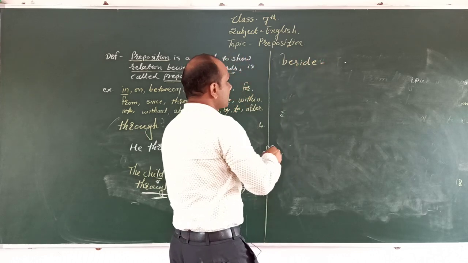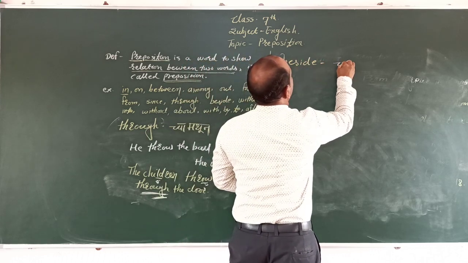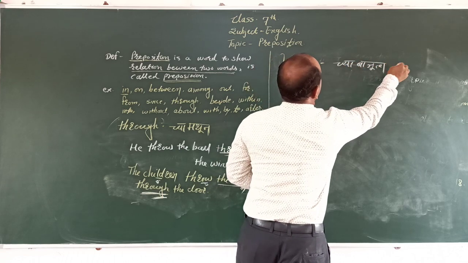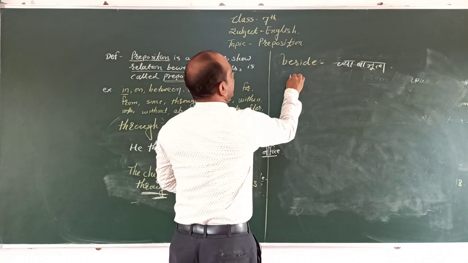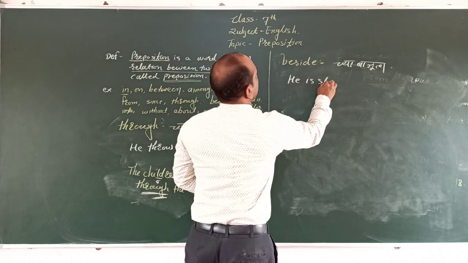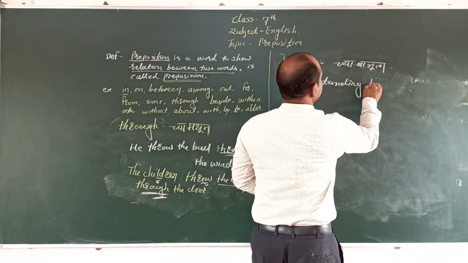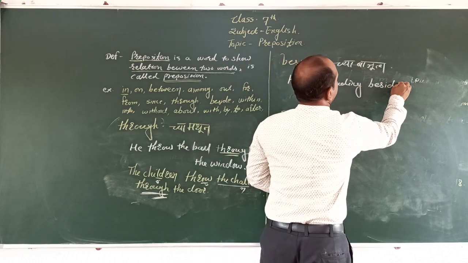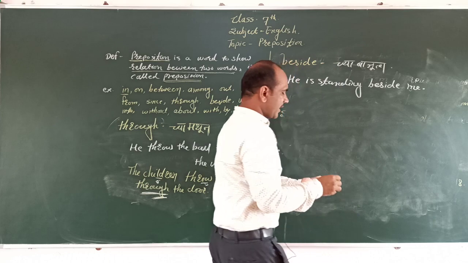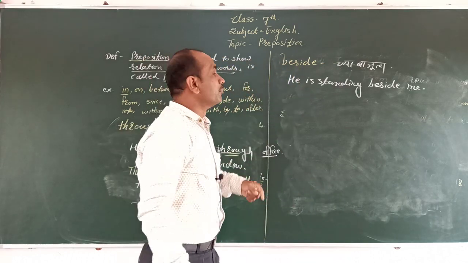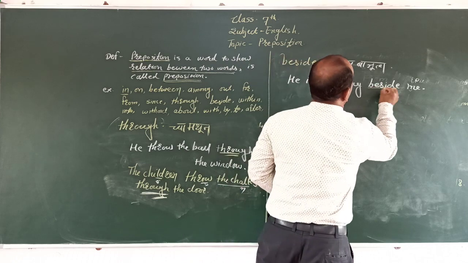That preposition is beside. Its meaning in Marathi is 'cha bajula'. Listen, he is standing beside me. For example, I have given there: He is standing beside me, meaning next to.